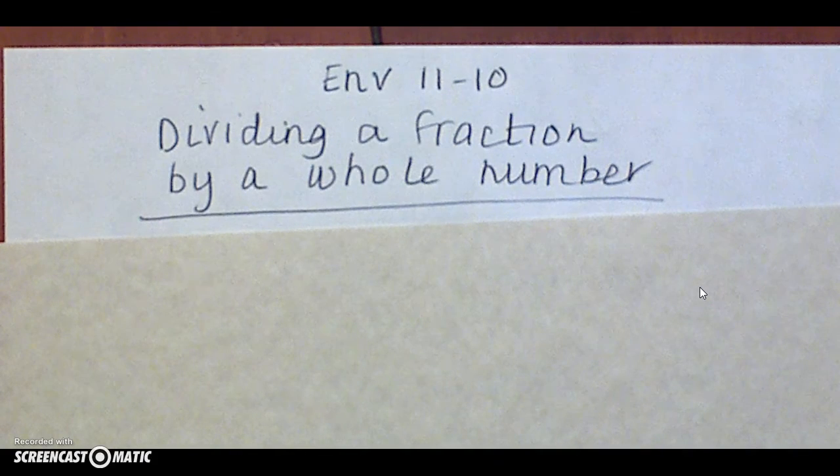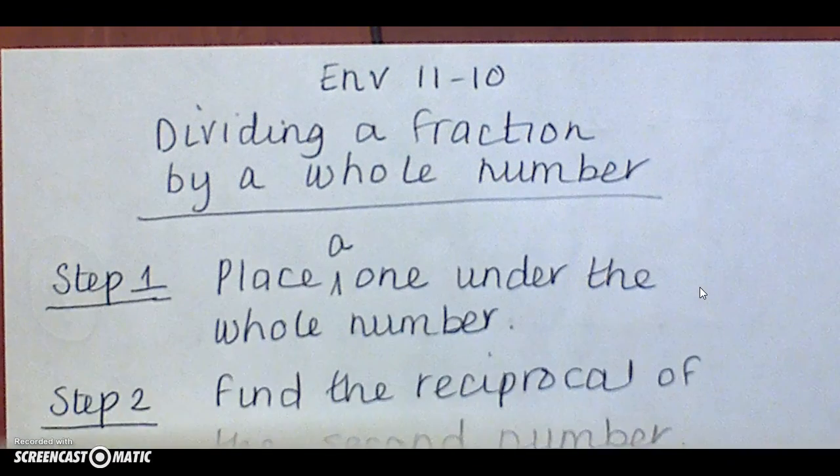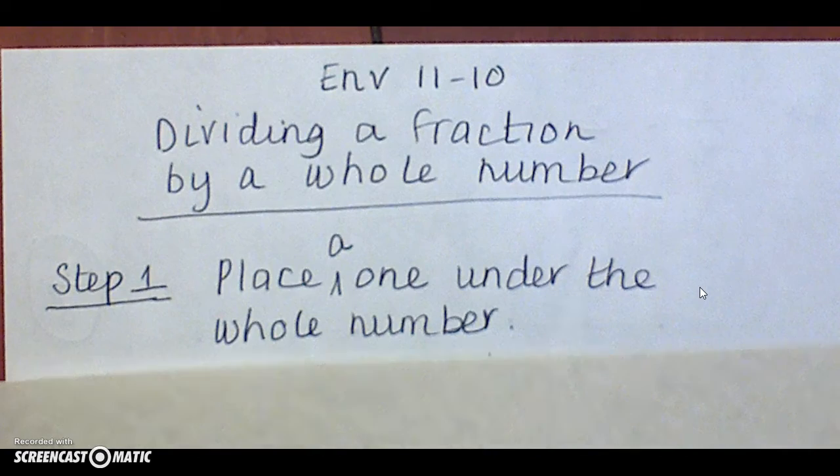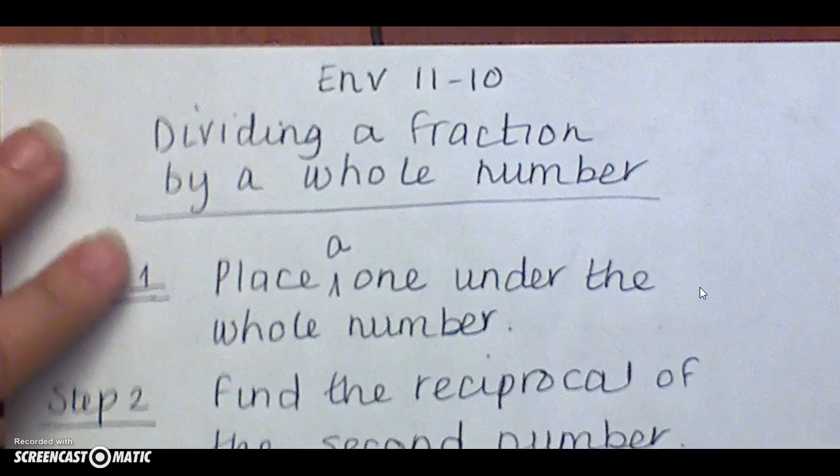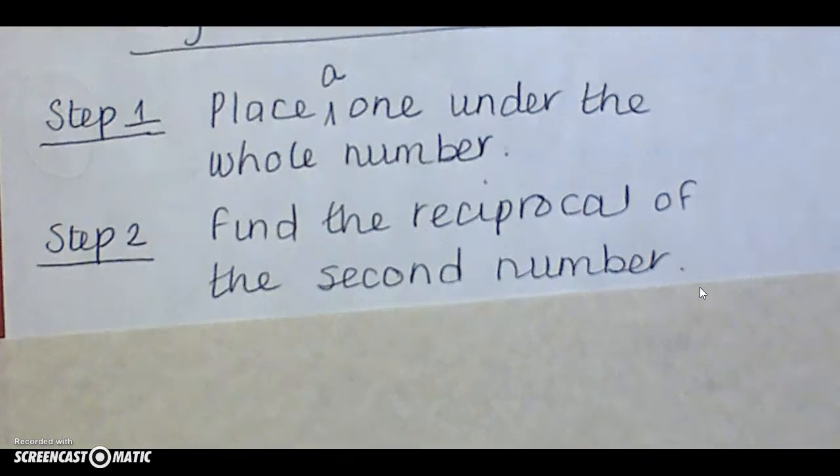Okay, so today we're going to take notes on Envisions 11-10, dividing a fraction by a whole number. First step is we're going to place a 1 under the whole number. Second step, we will find the reciprocal of the second number. And if you remember from our last lesson, the reciprocal is essentially the opposite of what the number starts out to be.